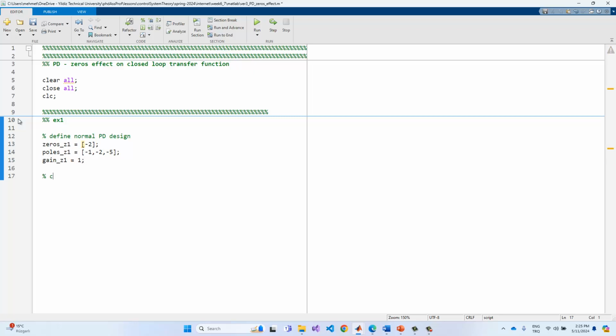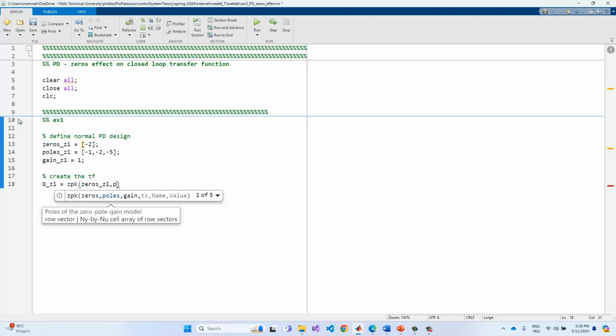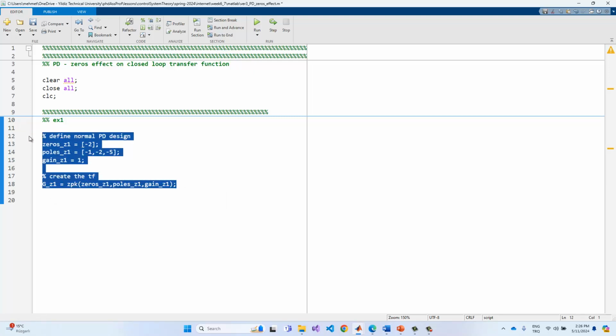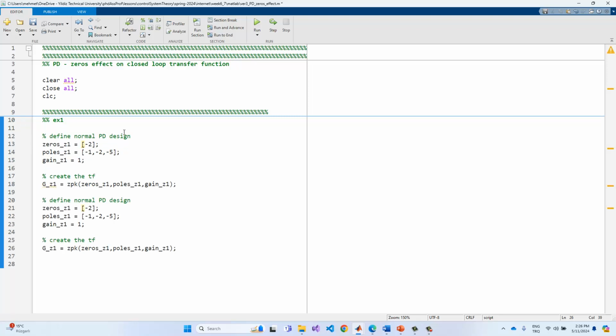And after that, create the TF just like this one. G z1 is equal to the zero pole gain or K function in here, zeros z1, poles z1 and gain z1. Okay, these are the first system. And also we need to give another system in here. Okay, this is the system 1, this is the system 2.